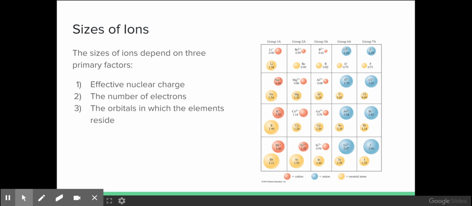We'll move on in our next video to the sizes of ions and what controls the formation of ions as periodic trends.